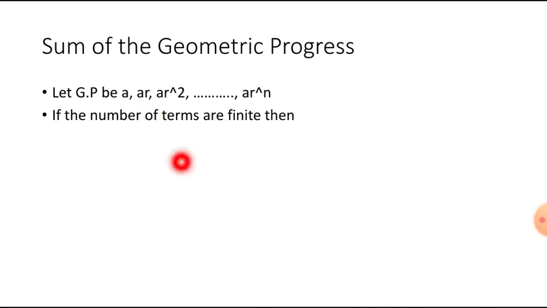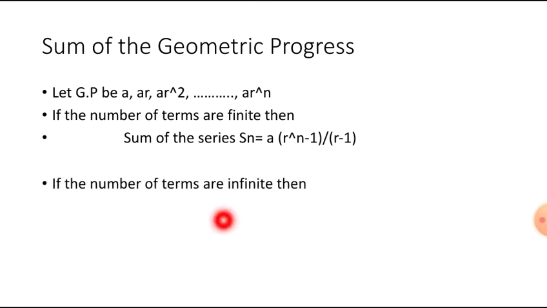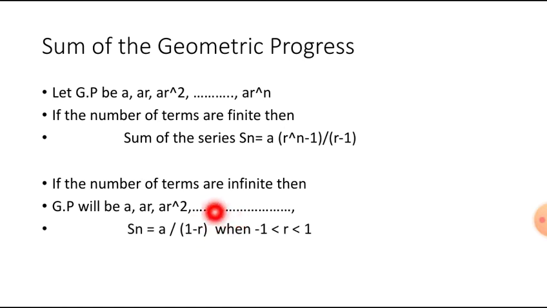And to find the sum of that series, if we know that the number of terms is finite, the value of n is defined, then we can use the sum of the series S n is equal to a into r power n minus 1 divided by r minus 1. And if the number of terms is infinite, then in that case we can use the formula a by 1 minus r. So in this case we don't know the nth term, or there is no nth term. The series keeps on going.